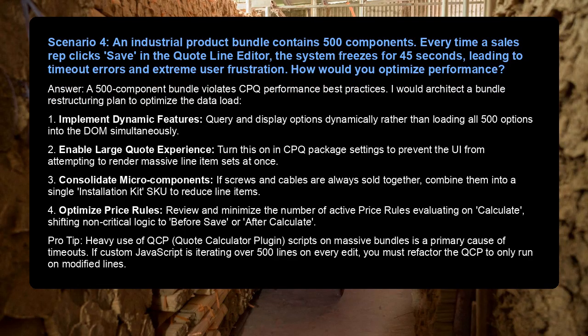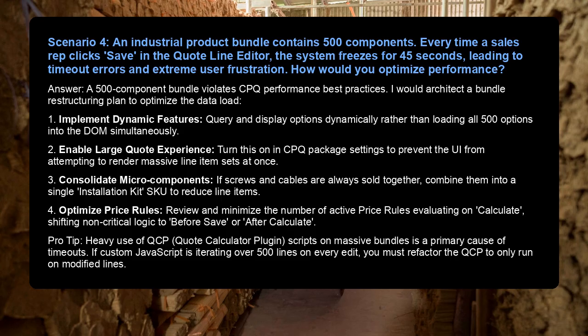Scenario 4. An industrial product bundle contains 500 components. Every time a sales rep clicks Save in the quote line editor, the system freezes for 45 seconds, leading to timeout errors and extreme user frustration. How would you optimize performance? Answer: a 500-component bundle violates CPQ performance best practices. I would architect a bundle restructuring plan to optimize the data load.